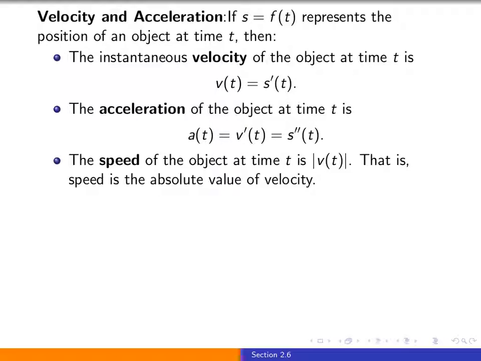Additionally, the acceleration of the object is going to be the rate of change of velocity. That is to say, acceleration, a of t, is the derivative of velocity, v prime, which is the second derivative of position. It's also important to note that the speed of an object is defined to be the absolute value of the velocity. So the speed is always going to be positive, the absolute value of velocity. Let's look at a very typical example.